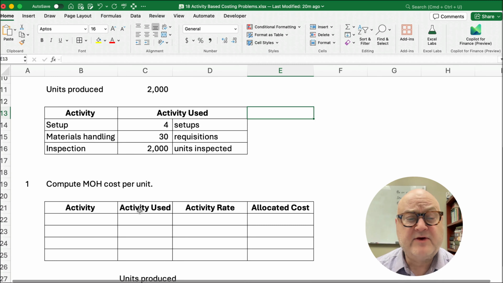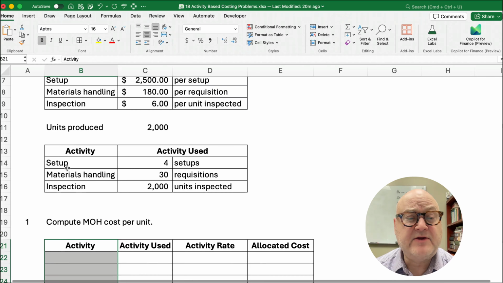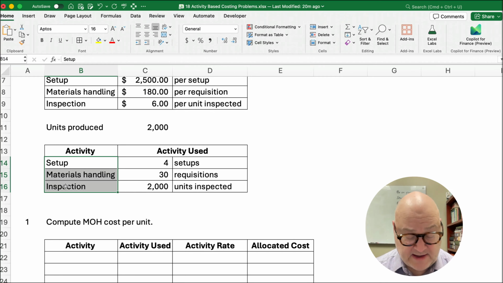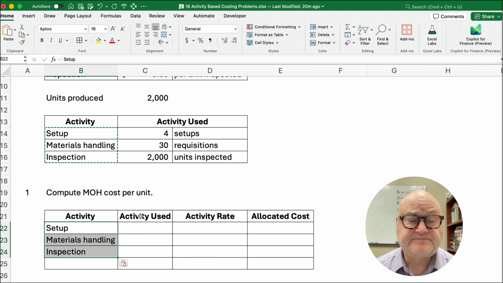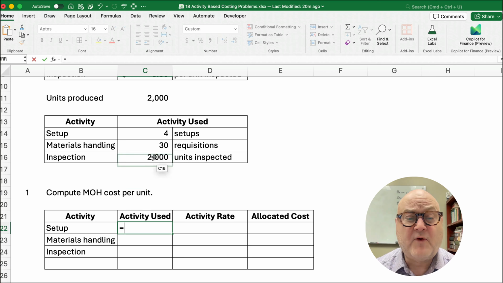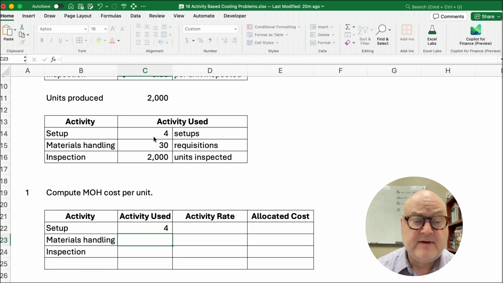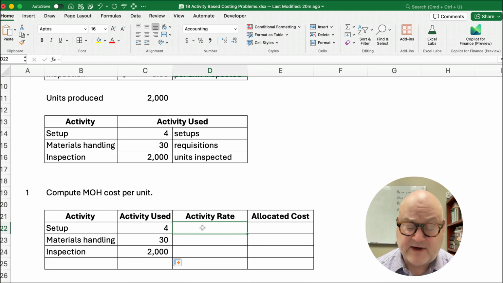So here's what we're going to do. We're going to create a little chart. So I've just set up the activity. So what I want to do is take these 3 activities and put them here on this chart. And how many activities did we use? Well, it's going to be the 4 for setup, and then I'll copy it down, the 30 and the 2,000 units that are inspected.